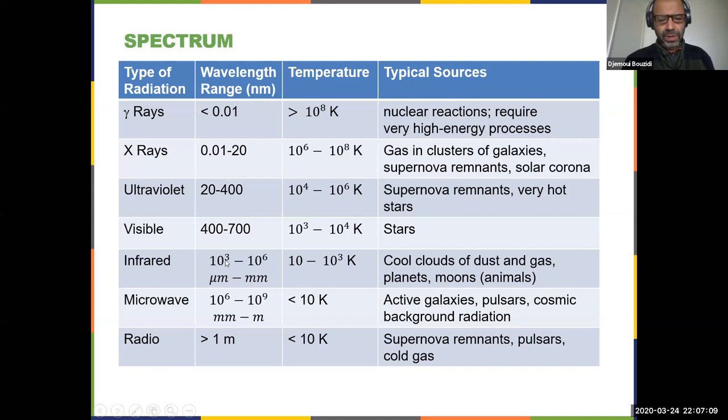Then comes the infrared. The infrared is anywhere between 1,000 nanometers to 1,000,000 nanometers. At this point, it doesn't make sense to talk in terms of nanometers, but in terms of micrometers or millimeters. So anywhere between a micrometer and a millimeter is the infrared. And this is, in terms of astronomy, cool clouds, gas, planets, and moons, and animals also. We are in that range in terms of temperature. We live in an environment where our room temperature is about 300 Kelvin. Remember, it's about 23 degrees Celsius or something, but the temperature I use is in Kelvin, where you add 273 degrees. So it becomes about 300 Kelvin. This is our daily experience.